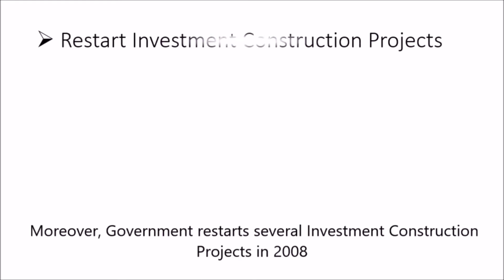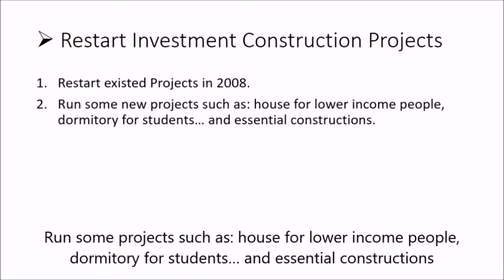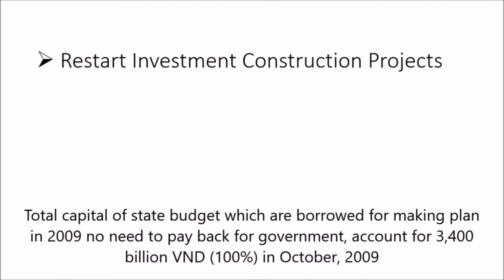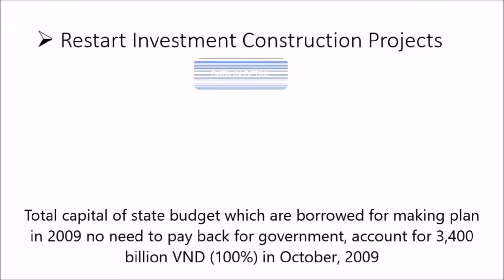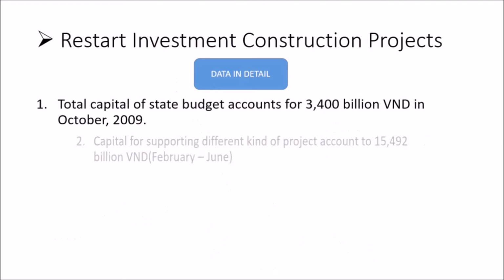Moreover, the government restarts several investment construction projects from 2008 and runs some projects such as houses for lower-income people, dormitories for students, and essential constructions. Total capital of the state budget which is borrowed from the 2009 plan and no need to be paid back to the government accounts for 3,400 billion VND, 100%, in October 2009.